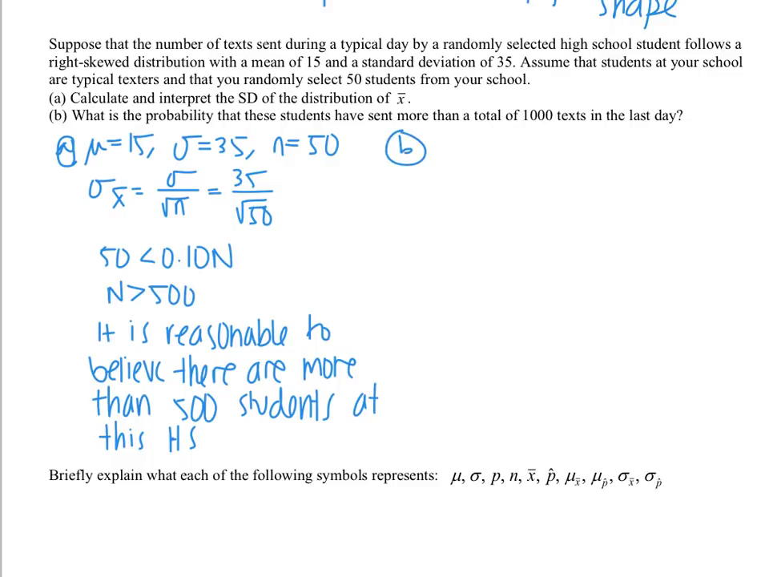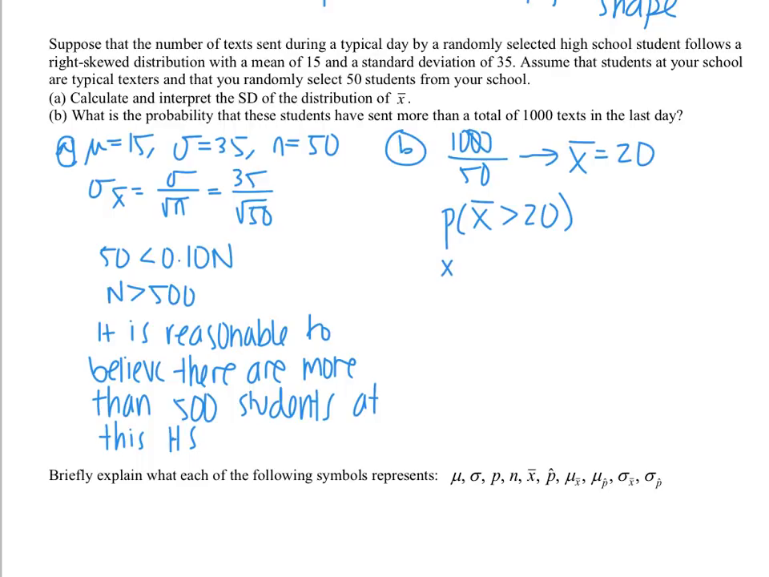B, what is the probability that these students have sent more than a total of 1,000 texts in the last day? Okay, so we've been talking about X bar, so we really need this in terms of X bar. If the students have sent 1,000 texts and there's 50 of them, that's an average of about 20 a day. So really we're looking for what is the probability that this group has an average of more than 20 in the last day.